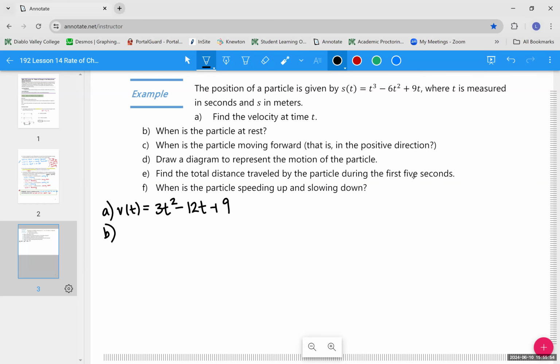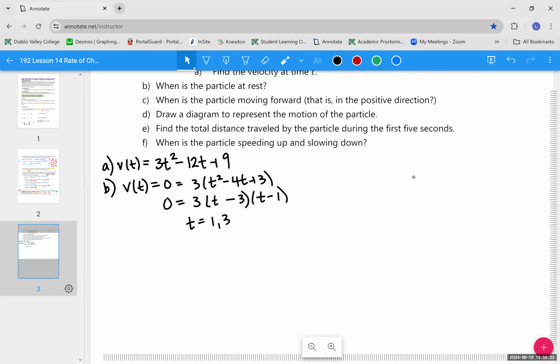And then in the second part, it's asking us when the particle is at rest. We mentioned this in the last video, the particle will be at rest when the velocity is 0. So I'm going to need to solve this equation. It will probably be easiest for me to do if I factor. And so I get 3, pretty sure that's two different answers. So it's at rest at 1 second and at 3 seconds.